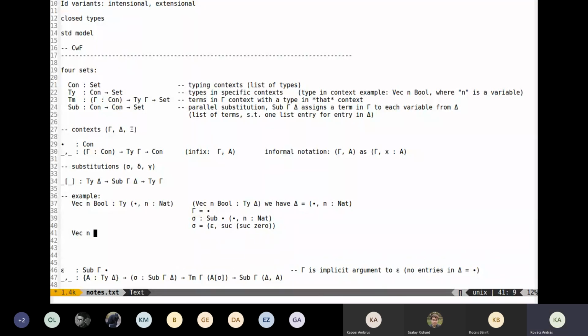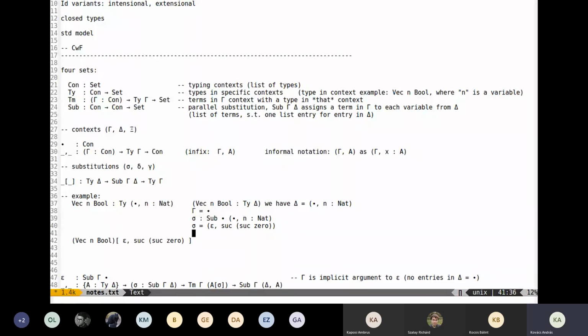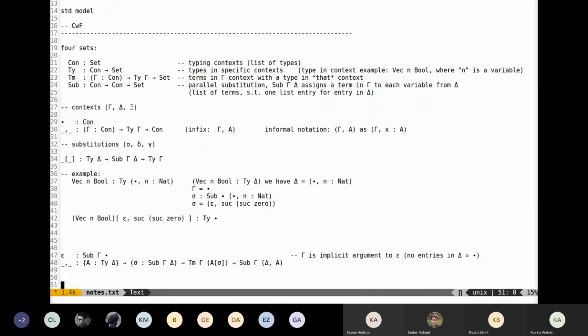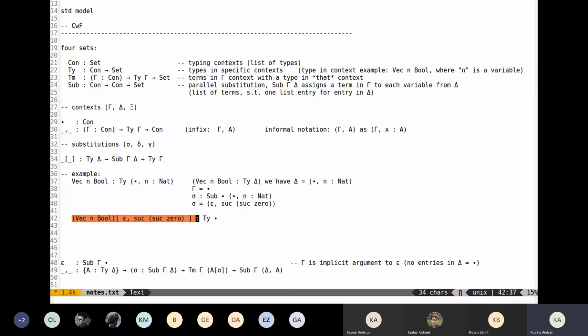Now, so this is a type which depends on a variable. However, if you are doing a parallel substitution like this, and this is a type in the empty context. And actually, we can compute the substitution.